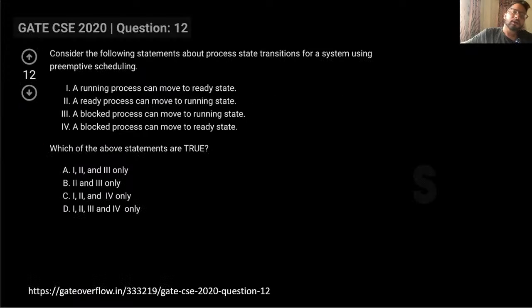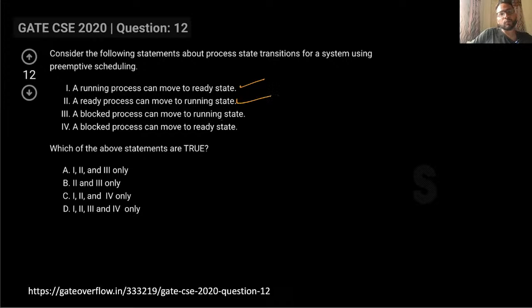Now let's move to this. Consider the following statements about the process state diagram for the system using the preemptive scheduling. A running process can move to the ready state. If it is using preemptive scheduling, then yes. A ready process can move to the running state. This question has been asked very recently. If it is ready, then yeah, it can move to the running state.